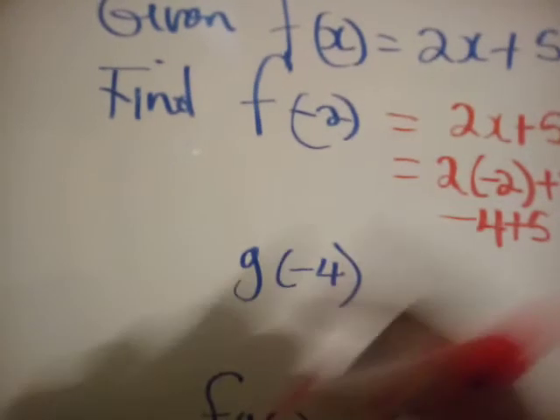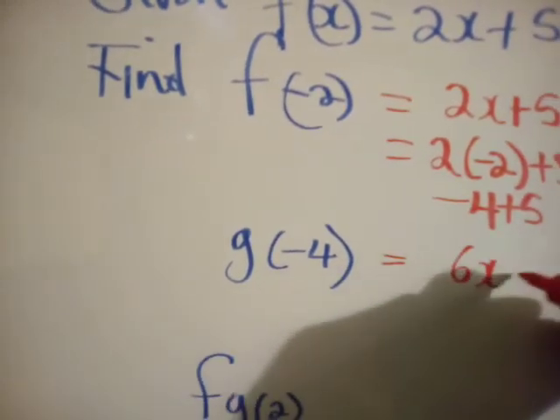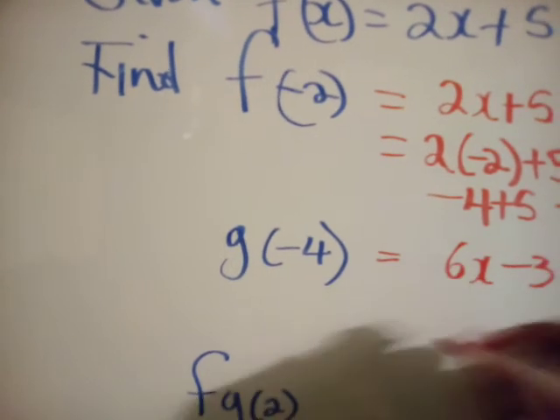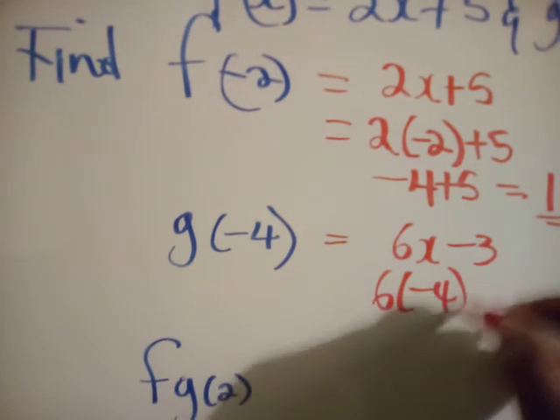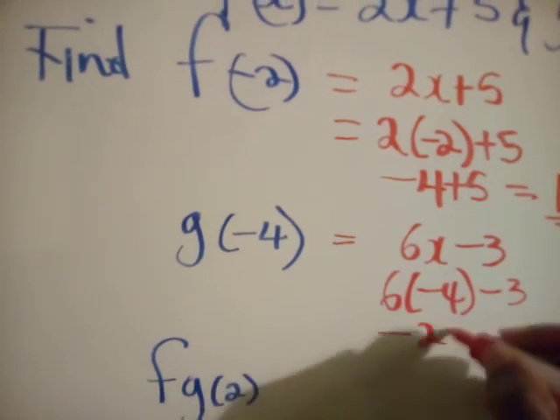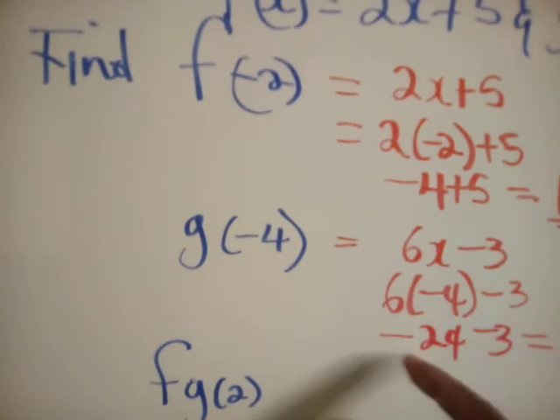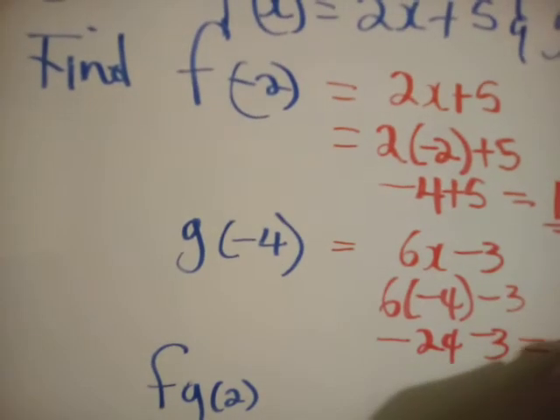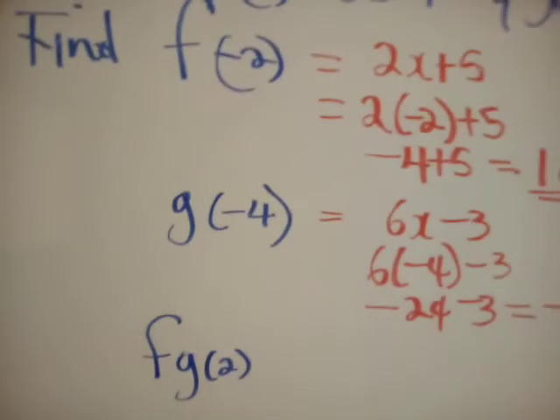Alright, this one asks for g of 4. So same approach. We simply write back g of x, which is 6x minus 3. And now we substitute the value of x. So 6 times that would be negative 24 and minus 3. Well, both of them are negative, so we simply add and keep the sign. I'm going to put out a video on the signs too.